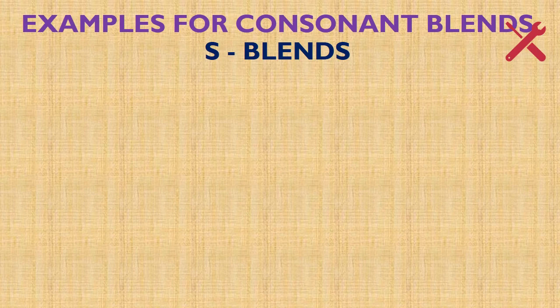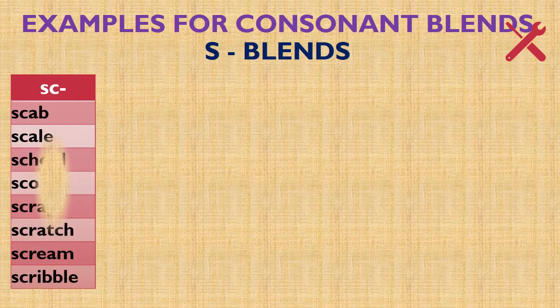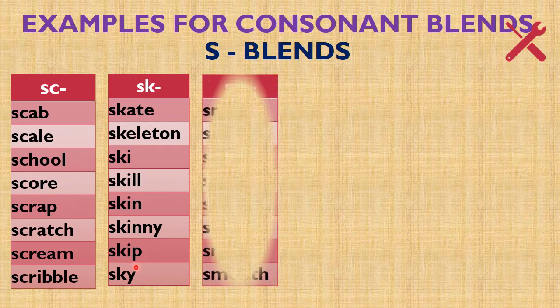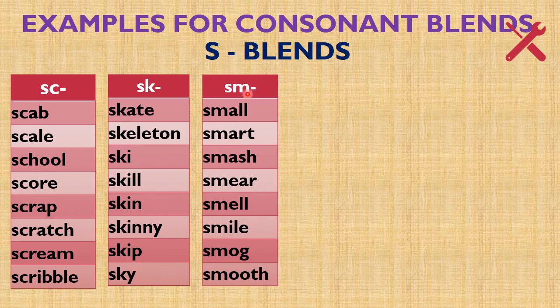Now I am going to give examples for S blends. The first one is SC, sk. Scab, scale, school, score, scrap, scratch, scream, scribble. The next one is SK, sk. Sketch, skeleton, sky, skill, skin, skinny, skip. The next S blend is SM, sm. Small, smart, smash, smear, smell, smile, smog, smooth.